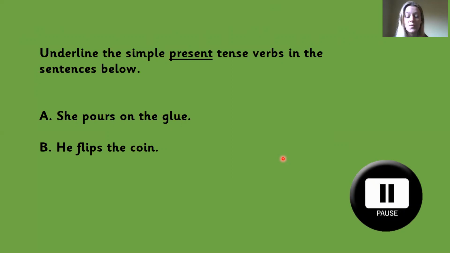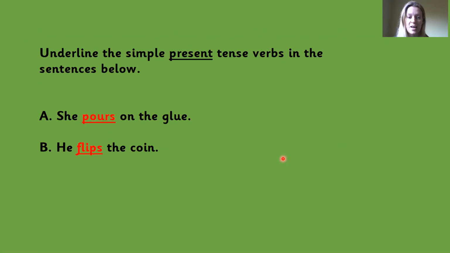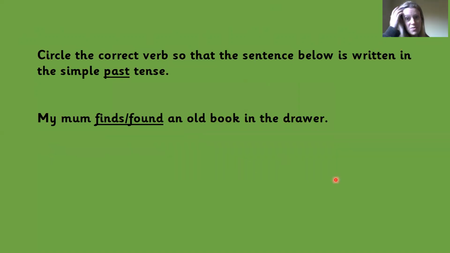Right, hopefully you found the verbs, and here they are. The two verbs in those sentences are pours and flips. And we can tell that they're in the present because we have added this S on the end of both of those verbs. We're saying it's happening now. She pours on the glue. It sounds like it's happening at this moment. He flips the coin, okay?